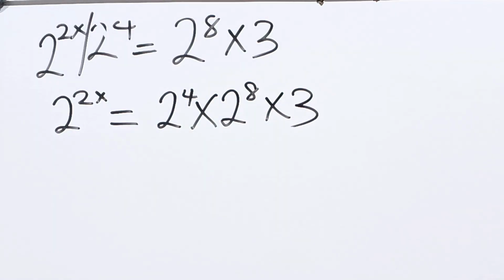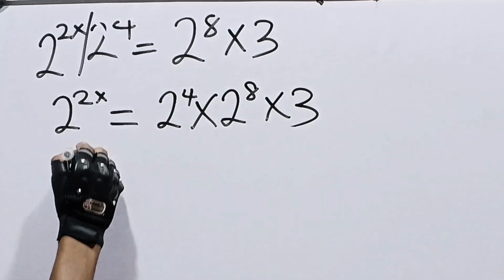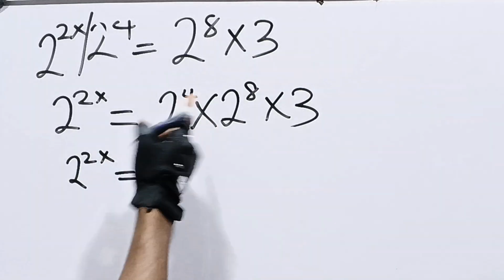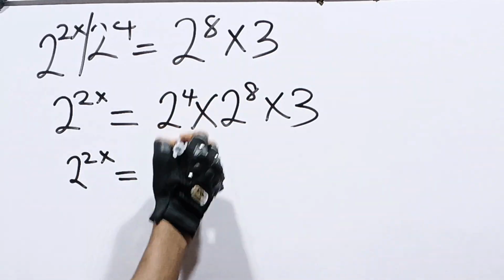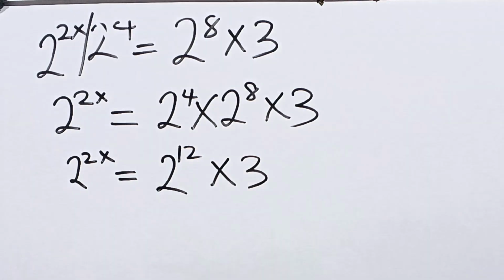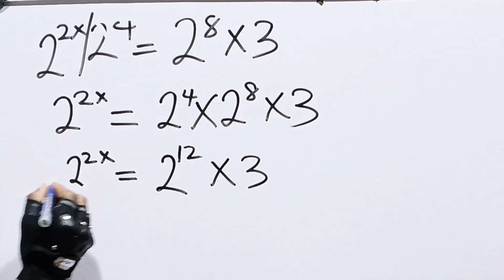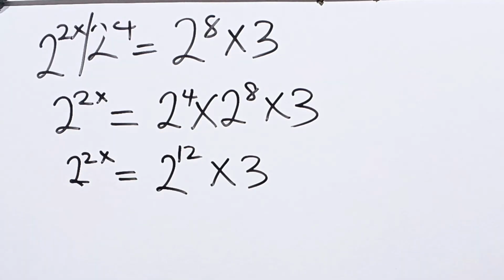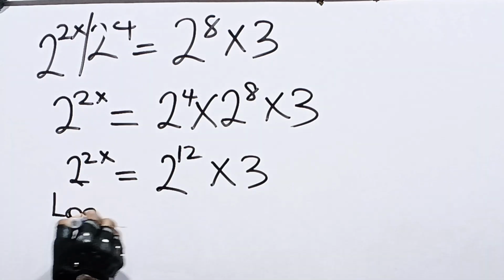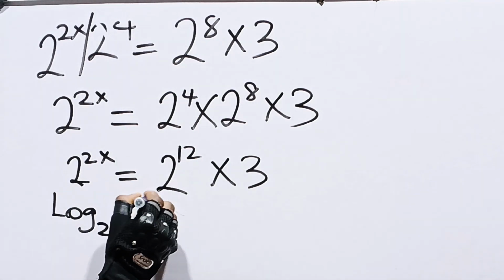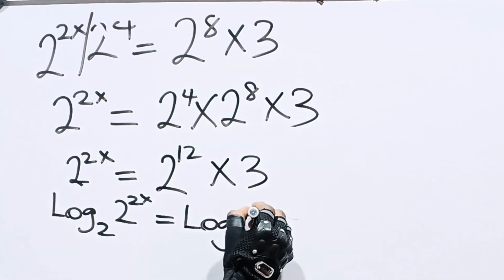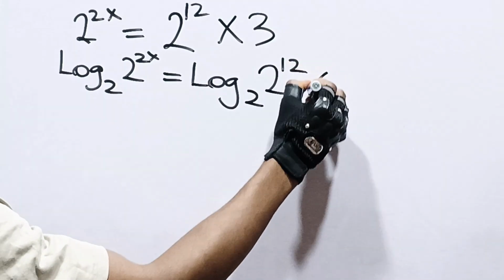Now we have that 2 raised to the power 2x is equal to, when you have the same base, you add the power, so 2 raised to the power 4 plus 8 is 12, multiplied by 3. Now we take the logarithm of both sides in the base of the number carrying x. The number carrying x is 2, so we take the logarithm of both sides in base 2. So log base 2 of 2 raised to the power 2x is equal to log base 2 of 2 raised to the power 12 times 3.